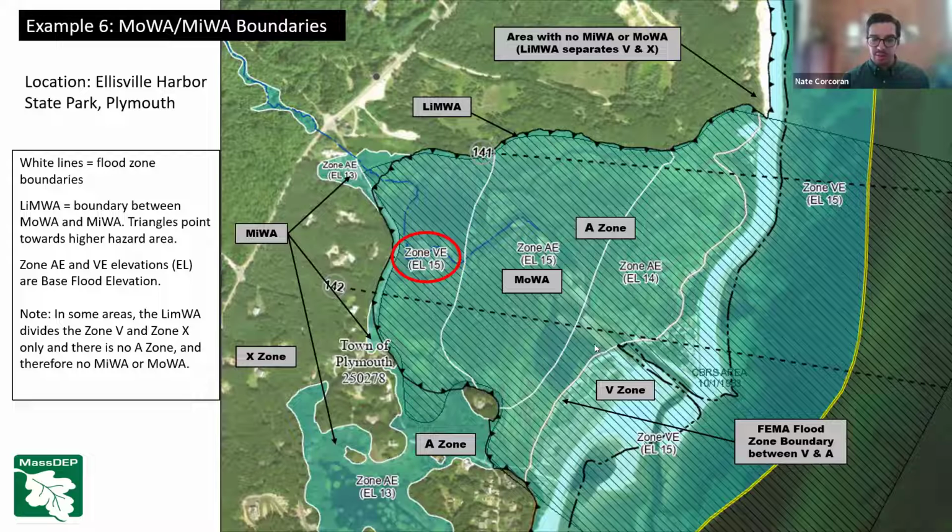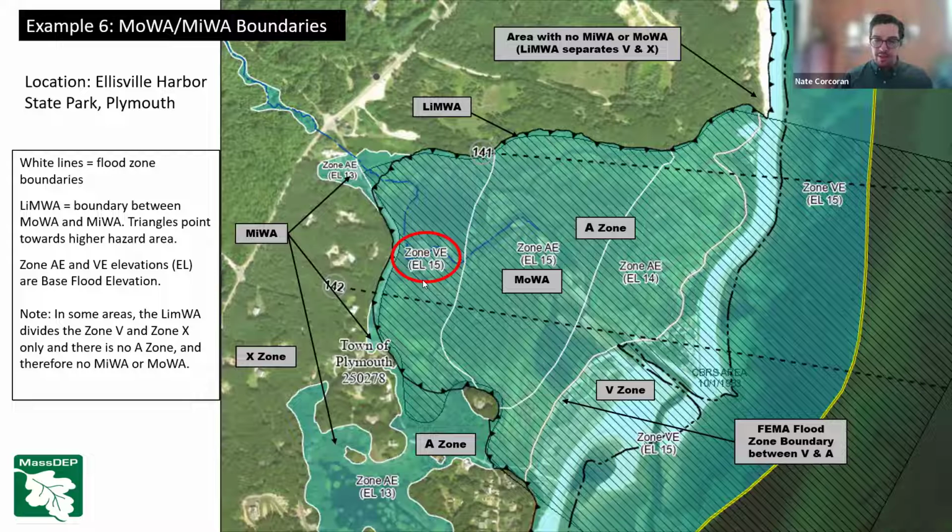So during a storm event, this area would be all open water, and the topography dips down a little in that V zone area. So the wave height is likely around 3 feet here, goes below 3 feet, so it's mapped as an A zone, and then due to wave regeneration, it goes back to V zone.